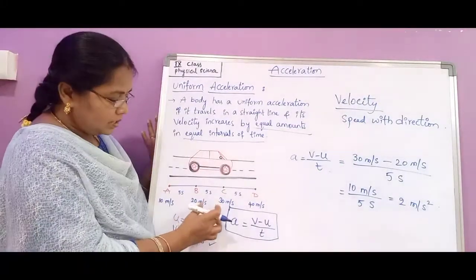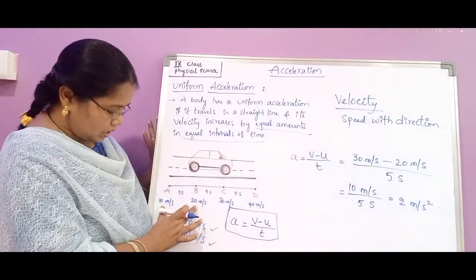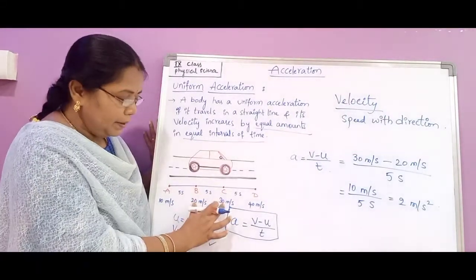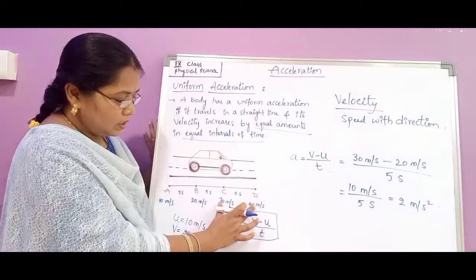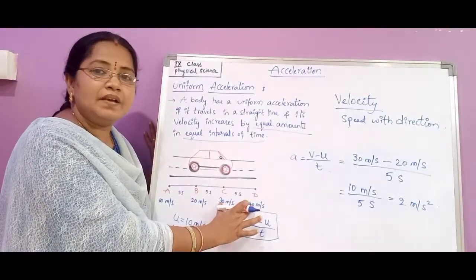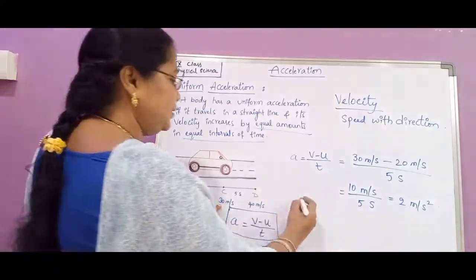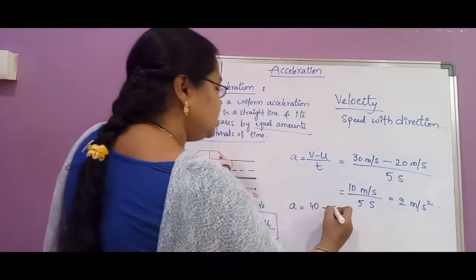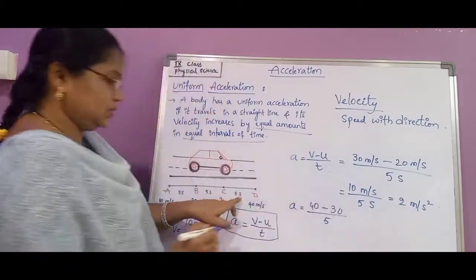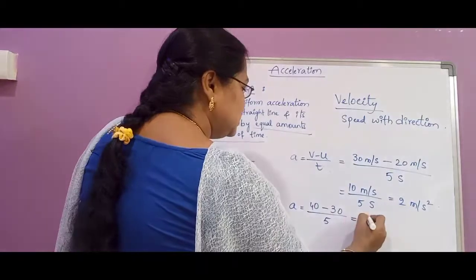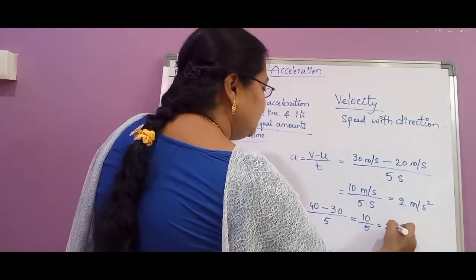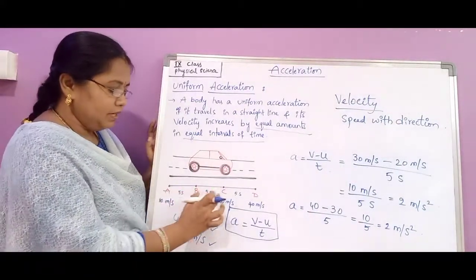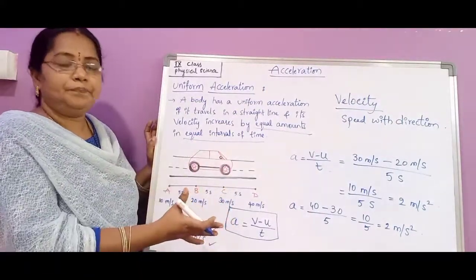The change in velocity remains the same. Here to here there is an increase in the velocity by 10 meter per second. Here to here also there is an increase in velocity by 10 meter per second. And here to here, 30 to 40, that means again the increase in velocity is 10 meter per second. From point C to point D also we can calculate: final velocity 40 meter per second minus initial velocity 30 meter per second, divided by 5 seconds. Again in 5 seconds, 40 minus 30 is 10, by 5, that is equal to 2 meter per second square. So in equal intervals of time, the car is traveling with the equal change in velocity.